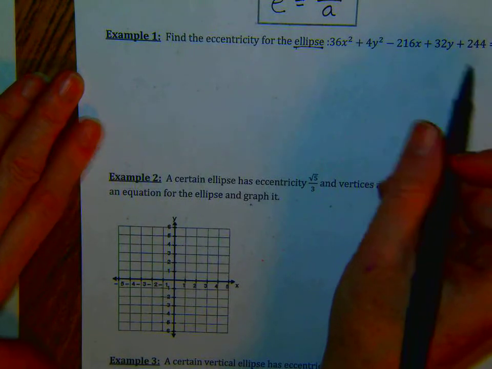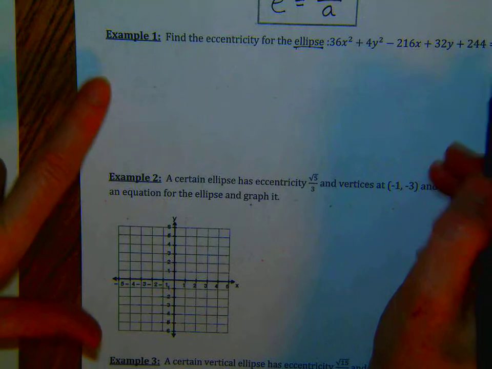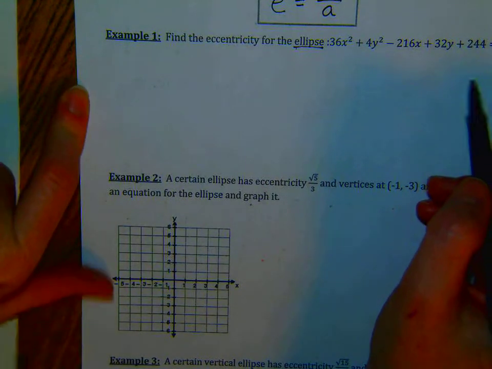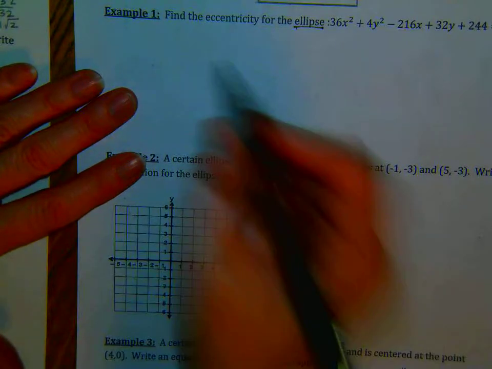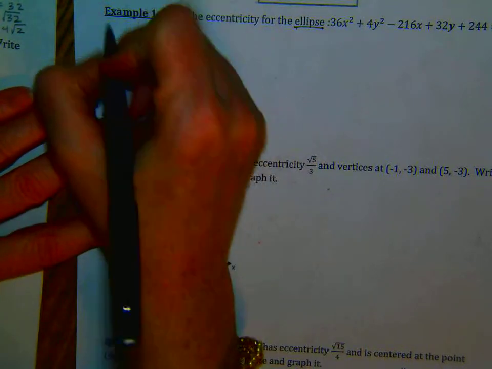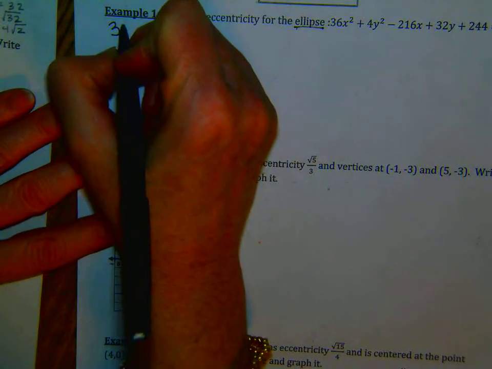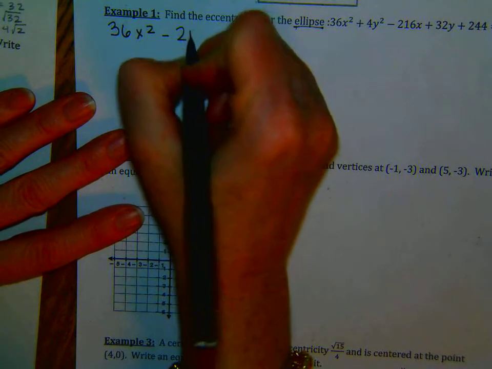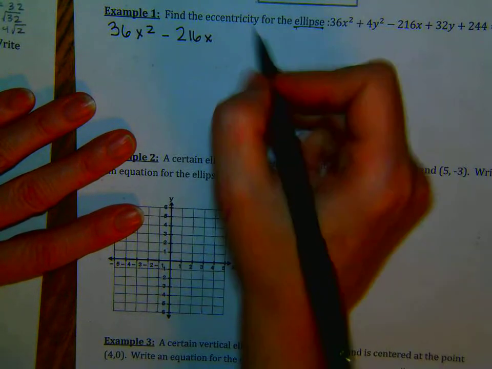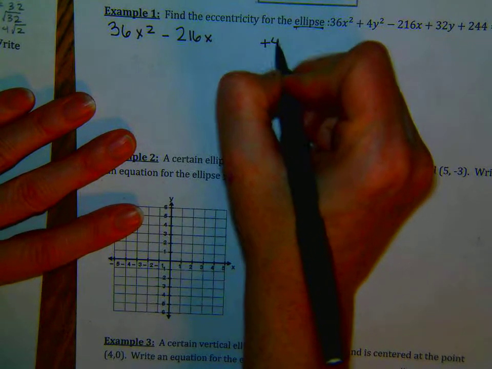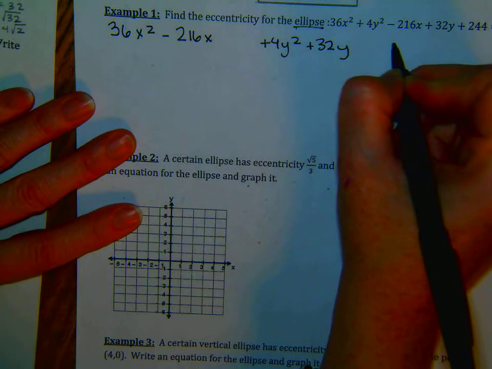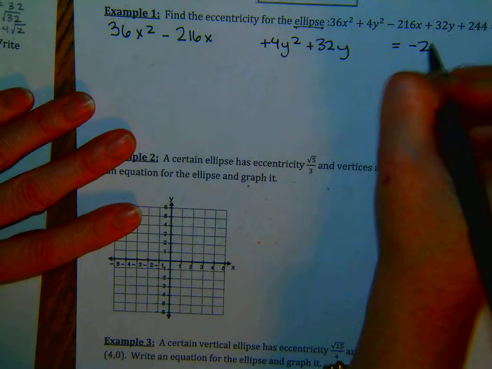Well, in order to find c, we're going to have to get this in standard form so we can find a and b, and therefore use a and b to find c. So we get the strategy? Okay. I'm going to have to complete the square. I know how to do that. 36x squared, gather all my x terms, minus 216x, leave a space, plus 4y squared, plus 32y, leave a space, equals negative 244.